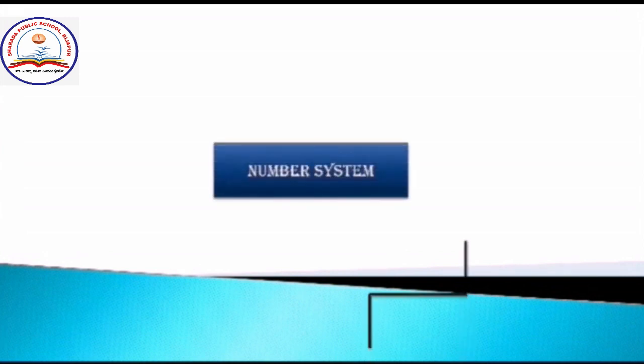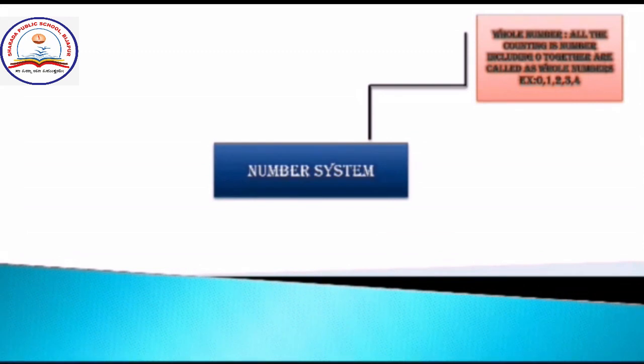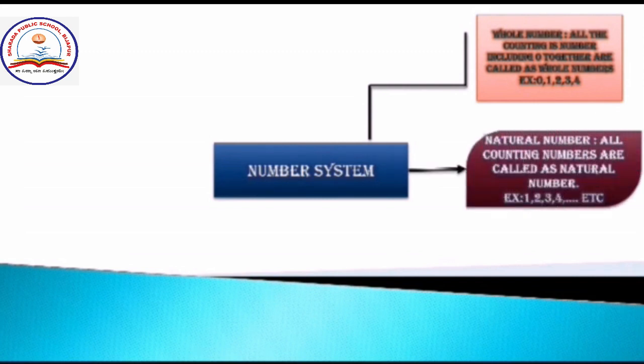First, let us discuss the definitions of the different types of real numbers. Whole numbers. All the counting numbers including 0 together are called whole numbers. For example, 0, 1, 2, 3, 4, etc. Natural numbers. All counting numbers are called natural numbers. For example, 1, 2, 3, 4, etc.